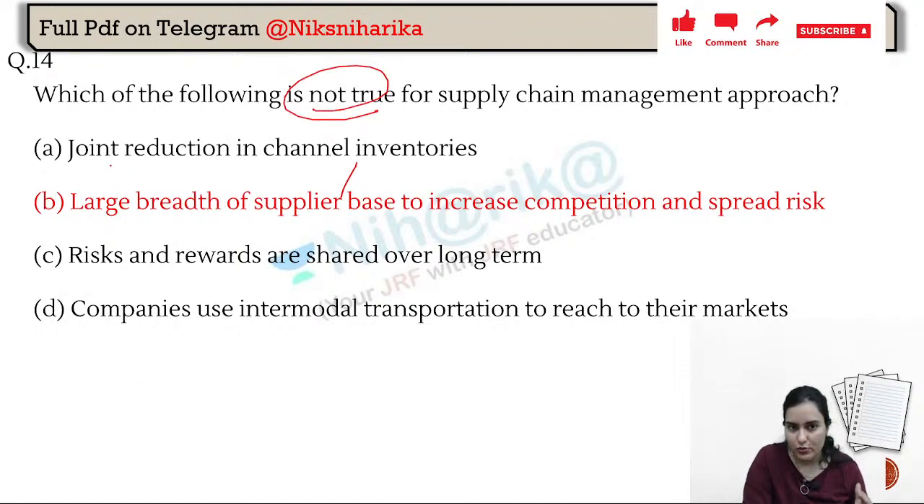Here, this is true, na? Joint reduction in channel inventories. See, when we select one supply chain management, then together all the channel inventories, it gets down here and there. We do not need to think by looking around here and there. We just need to follow just one inventory, one chain management. So this is right. Okay, risk and reward are shared over all the long term.